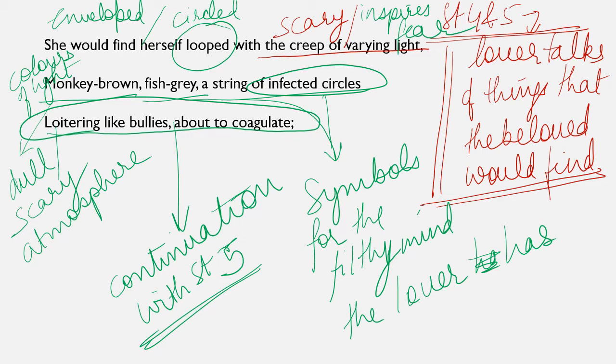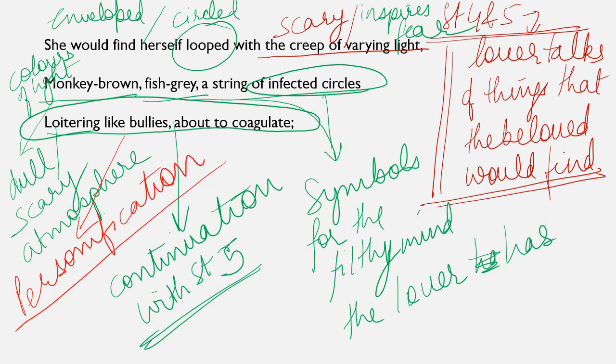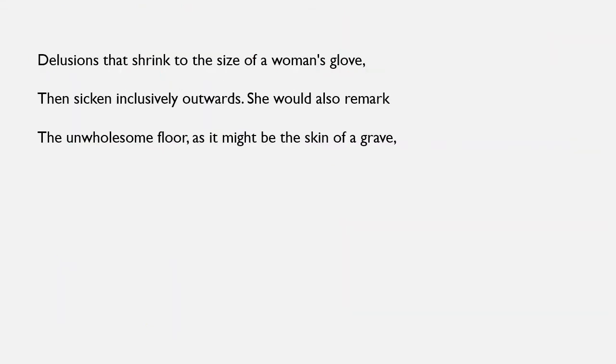उसके दिमाग में घूम रहे हैं बुलीज बनकर. If you remember, I had told you in the poetic devices that this is an example of personification. His own thoughts are being compared to bullies, and this he will say in the next stanza. Delusions are his thoughts. He says his thoughts are loitering. Loitering का मतलब होता है moving around, like bullies that shrink to the size of a woman's glove, then sicken inclusively outwards.